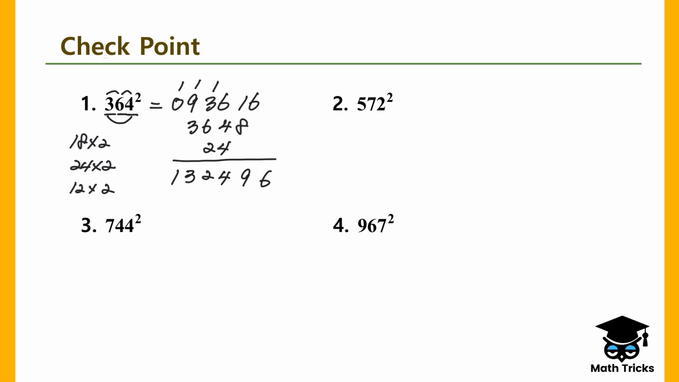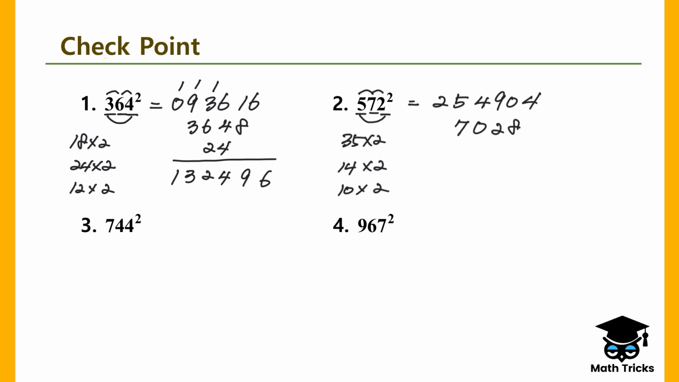Number 2, we have 572 squared. So that is equal to 5 squared 25, 7 squared 49, 2 squared 4. 5 times 7, 35 times 2, that's 70. And 7 times 2, 14 times 2, 28. And 5 times 2, 10. 10 times 2, that's 20. So 4, 8, 1. 1, 4, 2, that's 7. 12. 2 plus 1, 3. So the answer is 327184.